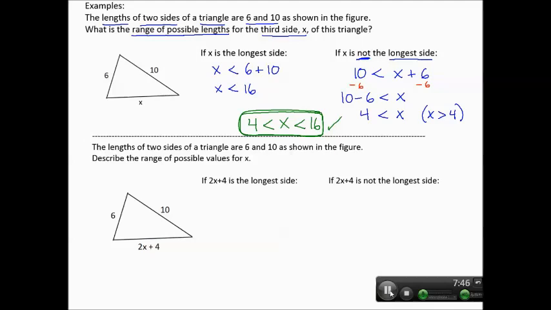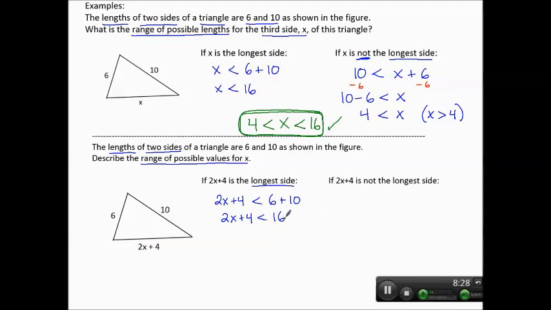Let's take a look at a similar example. The lengths of two sides of a triangle are 6 and 10 as shown in the figure. There they are. Describe the range of possible values for x. Notice this time that the third side is labeled 2x plus 4. Now just like we did up here, we're going to say, well, what if 2x plus 4 is the longest side? So we remember that the longest side, in this case the expression 2x plus 4, has to be less than the sum of the other two sides, 6 plus 10. So 2x plus 4 has to be less than 16.